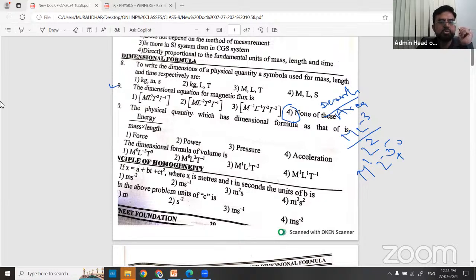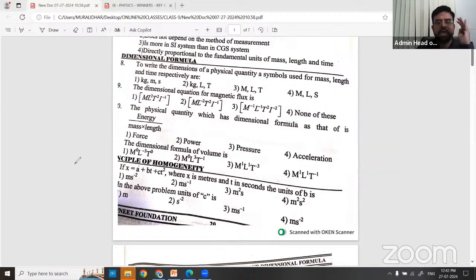Then, the ninth question is asking for the dimension formula as that of energy by mass into length. Similar to what? The 10th question: the physical quantity which has the dimension formula as that of energy by mass into length. You can find out easily.